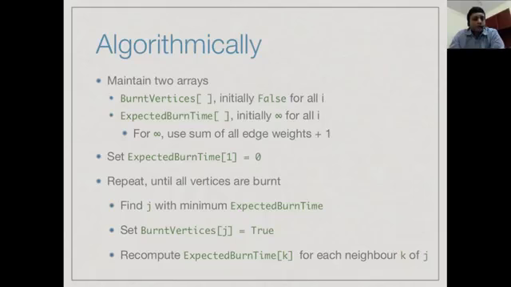So to write this formally as an algorithm, we maintain this information about burnt vertices and the time it takes to burn a vertex in 2 different arrays. So we have an array called burnt vertices, which is a Boolean array. It tells us whether a vertex has been burnt or not. And then we have an expected burn time array, which tells us the time at which a vertex is believed to burn. Initially no vertices are burnt, so we set all the vertices to have burnt vertex value false. And initially we set the expected time for every vertex to infinity.